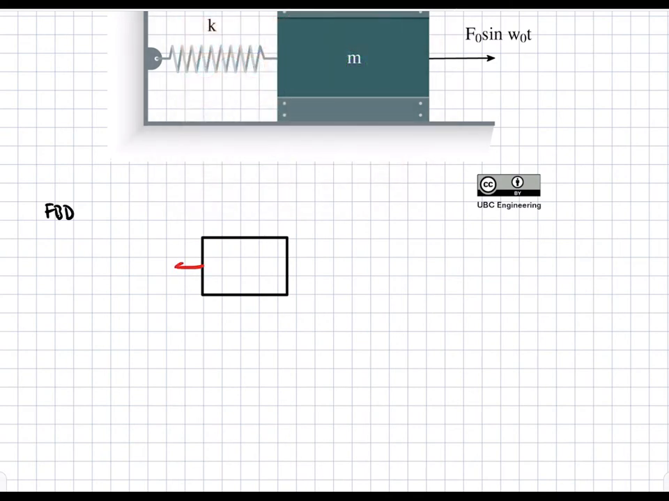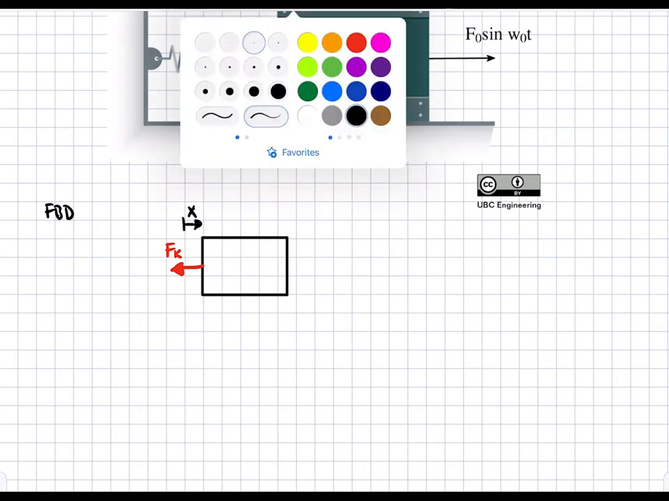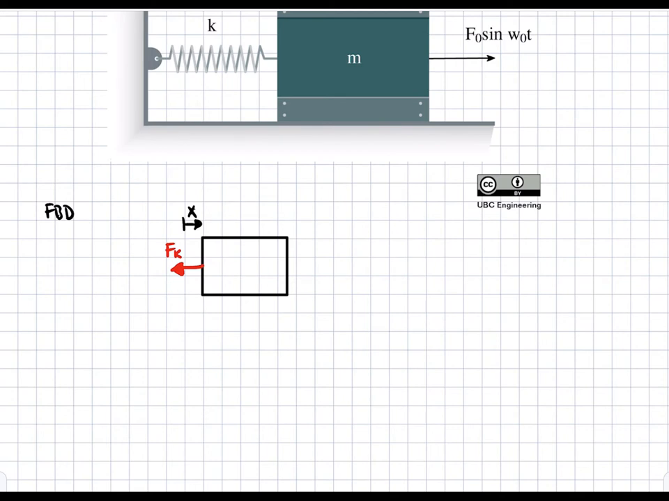So we have force due to the spring, Fk, on the left, because we're assuming x to the right. Then we have a force from the forcing function, which points to the right, F naught sine of omega naught t. Then we have gravitational force, Fg. We have a normal force, N, and we have a friction force, Ff.